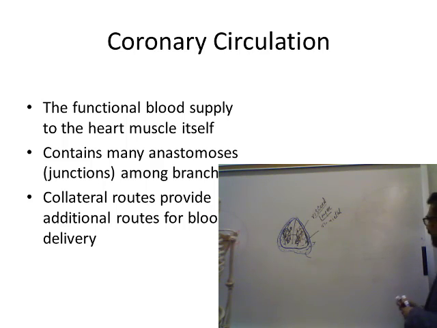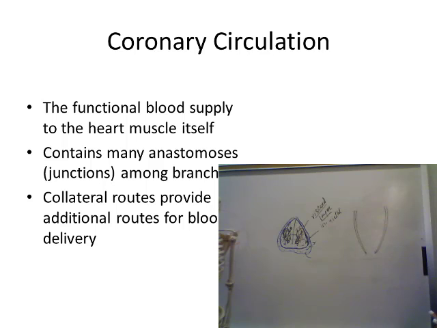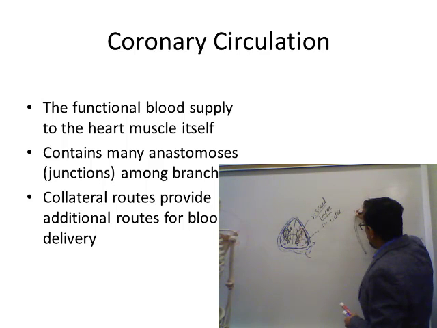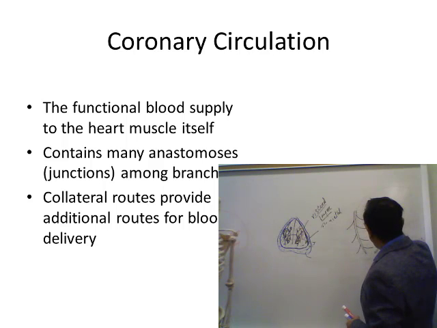Number two, anastomosis. These collaterals give branches like this and they get connected to each other like this. So all collaterals give branches and the branches get connected to each other, and that is called anastomosis.